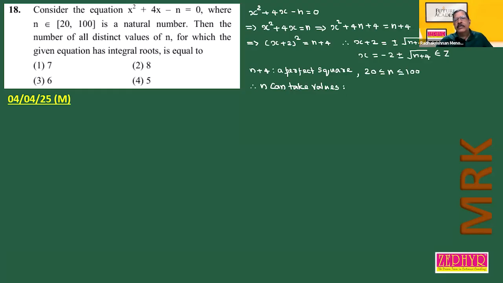Between 20 and 100, how many perfect squares are there? Find out. One is 25. So 25 minus 4, that is 21. That is greater than 20. Now 36 minus 4 is 32. 49 minus 4 is 45. Now 64 minus 4 is 60. 81 minus 4 is 77.